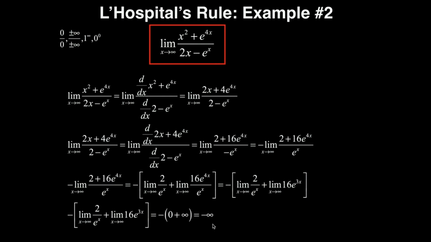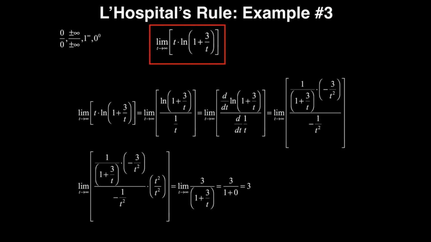All right? So hopefully this limit made sense, let's actually do a second example in this video. This is overall example number 3. We're changing variables here, so now we're using t. Again, doesn't really matter. Here we have the limit as t goes to infinity of t times the natural log of 1 plus 3 over t.